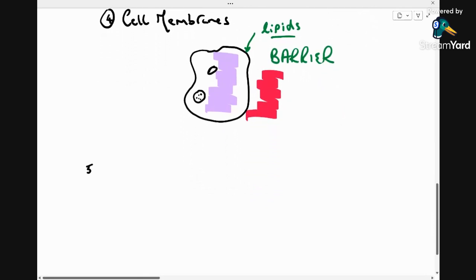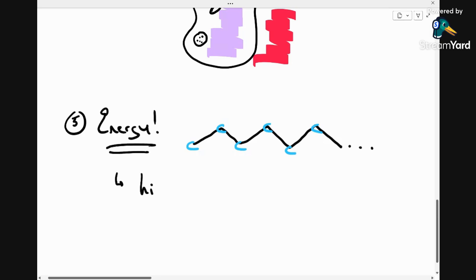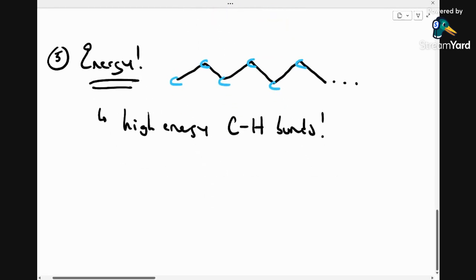The fifth use of lipids is as an energy resource. And that is because lipids, if we do structural formulae like this, have basically lots of carbons and lots of hydrogens attached. Hydrogens not being shown here. So essentially, the reason why it's good for energy is because we have high energy carbon-hydrogen bonds. So these can be broken, in simple terms, to liberate energy for respiration.